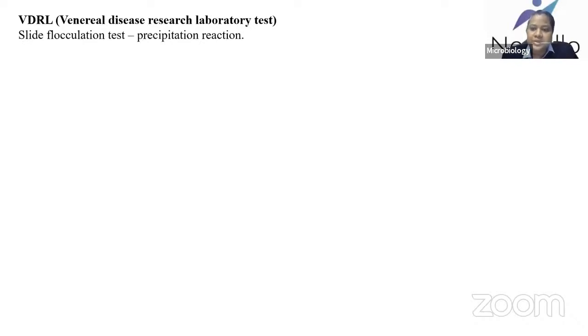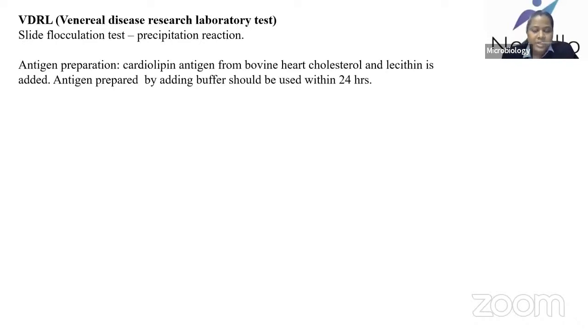So it is one of the precipitation reactions where the soluble antigen is used. So what are the things required for a VDRL test? One is you need the antigen. One is you need the patient sample, that is the patient serum. And then for the VDRL test, there is something called a VDRL slide that is required. Okay, so we'll see them one by one and what is the procedure for the testing.